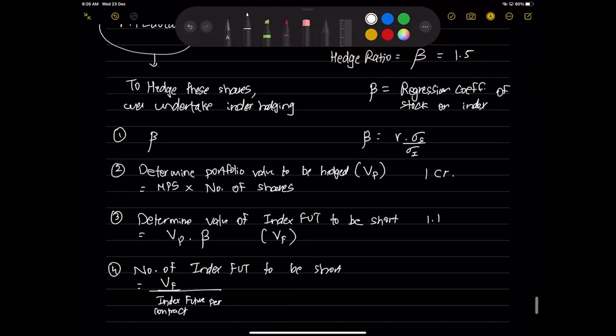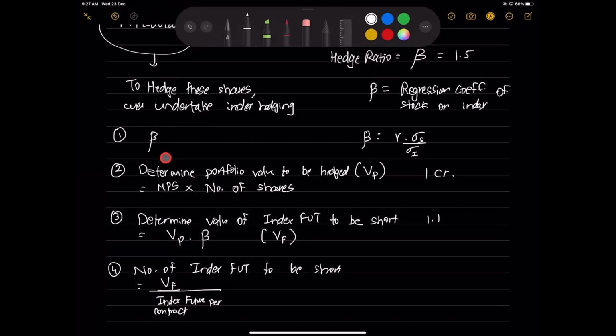So what we will do is we will download the data. We will download the Nifty data and the MT Educare data. Then we will first calculate the beta for it, using the slope function. Then after calculating beta, we will take a hypothetical portfolio value and number of shares, and according to that calculate the market price per share. Then the value of index futures, then the number of index futures to be short, that position we will take. And then after that we will backtest whether our hedging really worked or not.